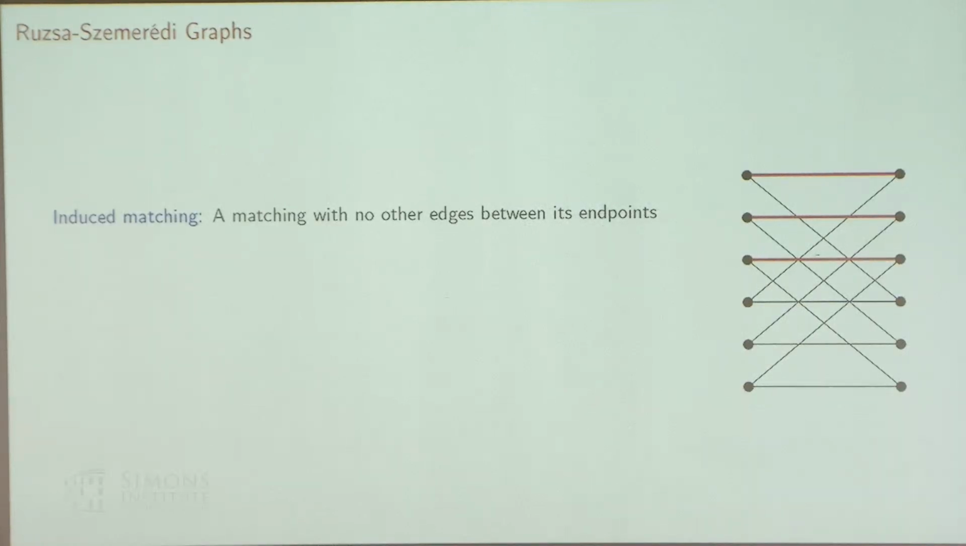So what's a Ruzsa-Szemerédi graph? First, let me define induced matchings. In a graph, we say a matching is an induced matching if there's no other edge in the induced subgraph of that matching other than the edges of the matching. So if you take, for example, this red matching, it's an induced matching because there's no other edge between the vertices of this matching other than the edges of the red matching itself.